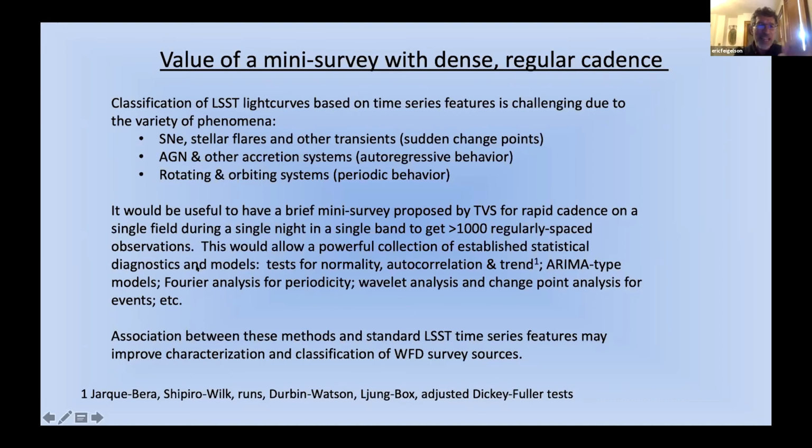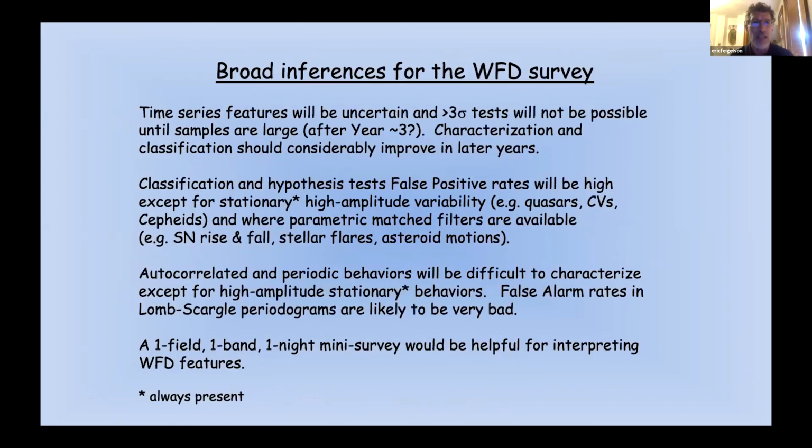And we would then use that to try to help understanding the time series features that Eric's document is going to arrive at, and try to connect this excellent data with this weaker data that we're going to get from the WFD survey. So that is my entire presentation.